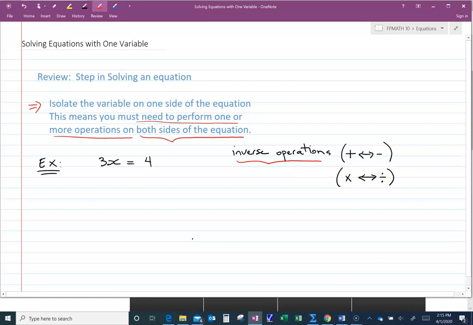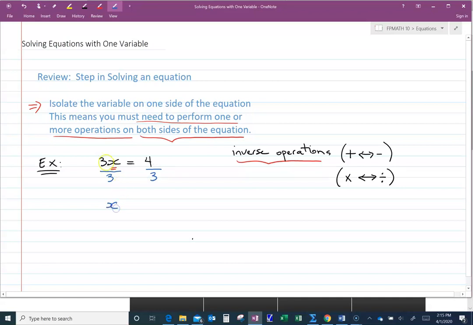So here we have 3 times x equals 4. We need to isolate x on its own, and we have a 3 that's being multiplied by x, so that 3 has to go away, and the only way we can do that, because it's 3 times x, is to use the inverse operation of multiplication, which is division. That means we're going to divide this side by 3, but whatever we do to one side, we have to do to the other side, so we have to divide 4 by 3 as well.